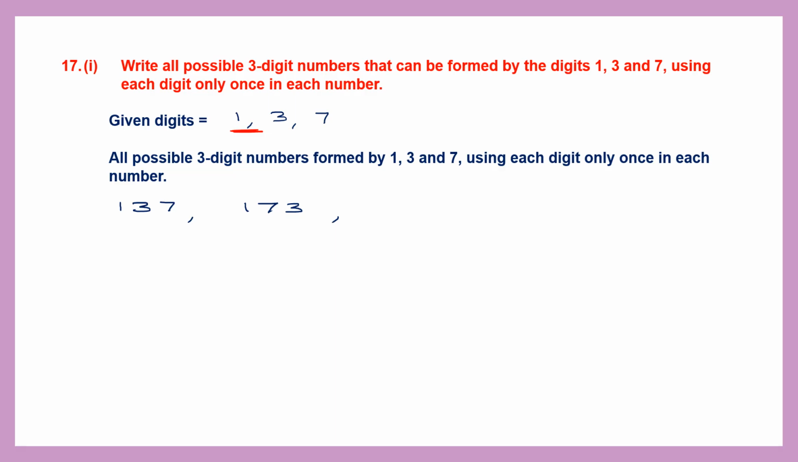Now let's go to the next number, that is 3. Start with 3 this time. So 371. Then we can say 317. We can't use 3 anymore. Let's go to 7. So that will be 713. Then we can say 731. That's it. We can't use the numbers anymore.